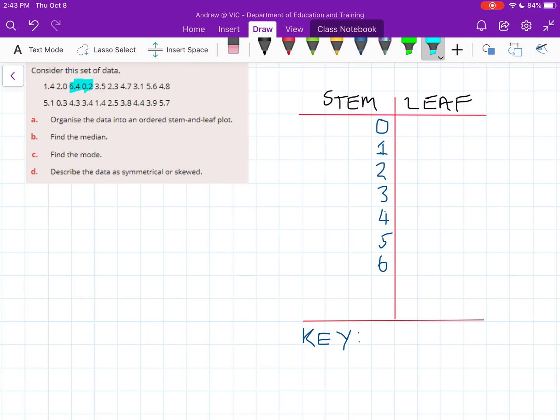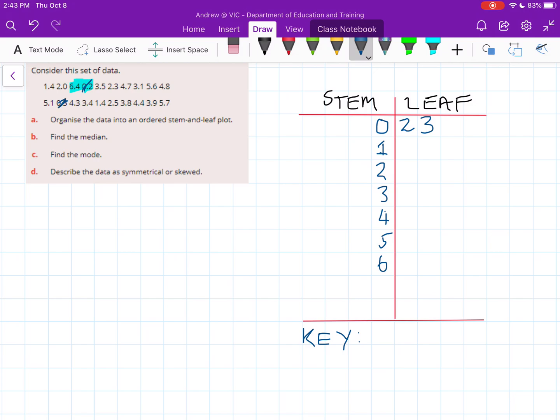With this one, it's 0.2, which is our smallest one. So we write a 2 here. That shows 0.2. And whenever you write one off, cross it off your data set. So I've crossed that one off there. Our next one is 0.3. That's down here, so I'm going to cross that off.